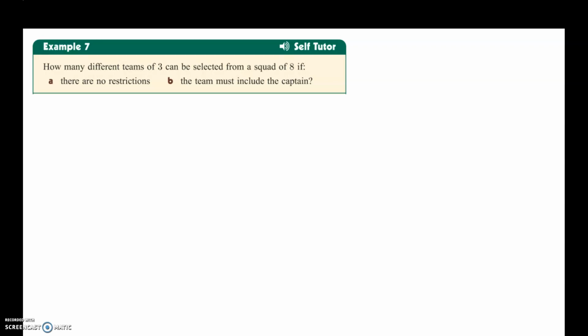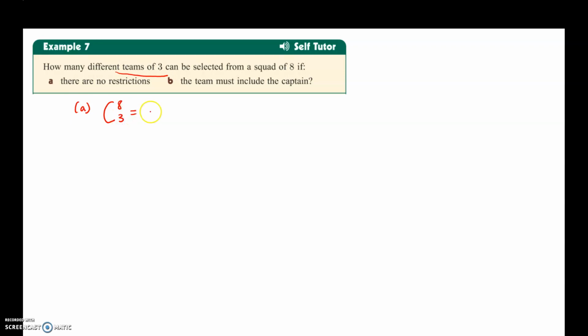How many different teams of 3 can be selected from a squad of 8? It is very obvious, and in real life very common, that we do not care about the order. All we care about is a team of 3. So order doesn't matter. There's no restrictions. So with part A, that's pretty straightforward. That's going to be C, I choose 3 out of 8.